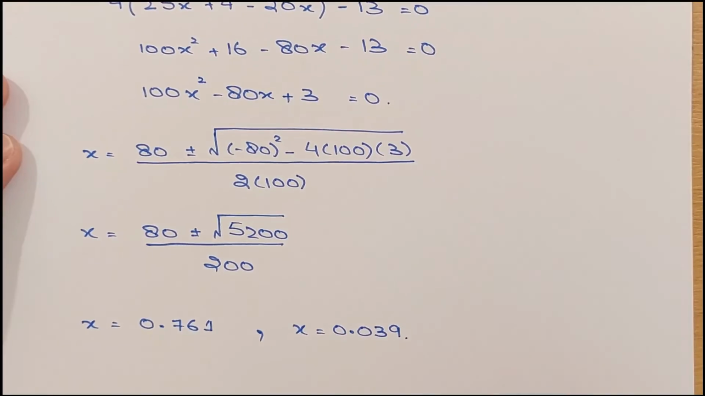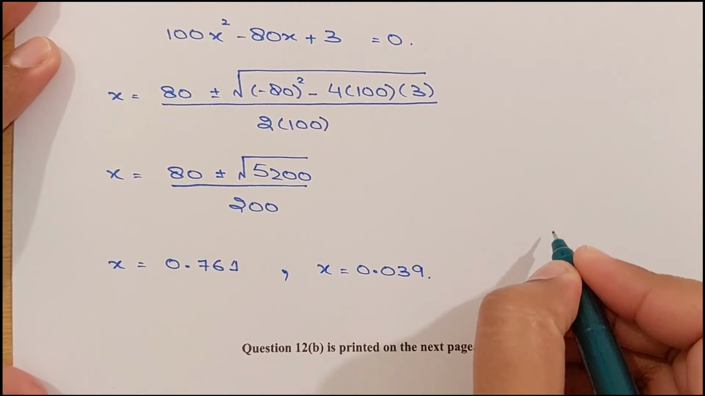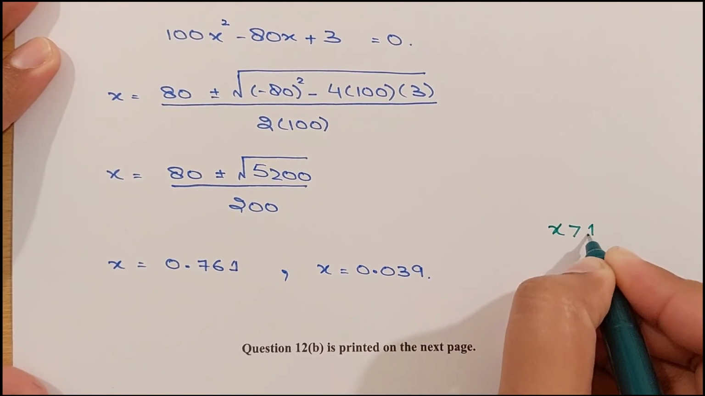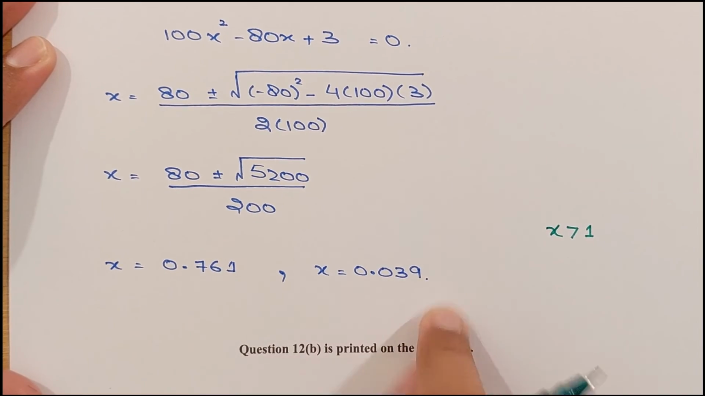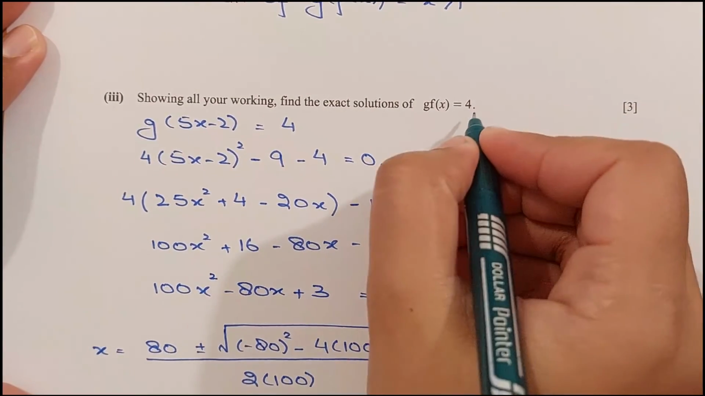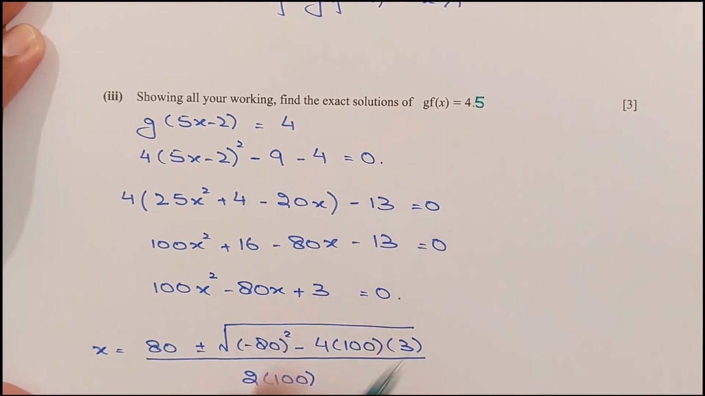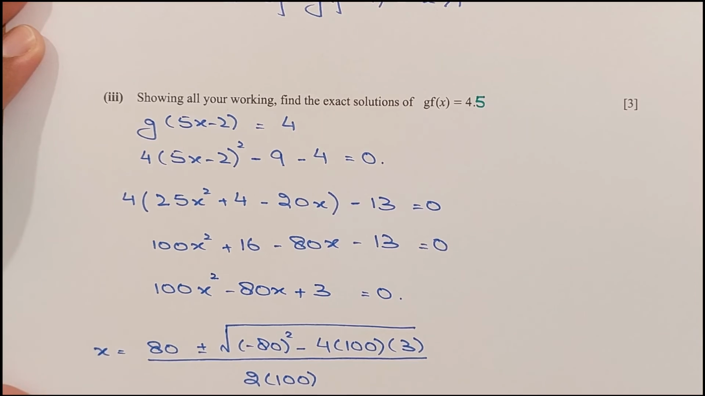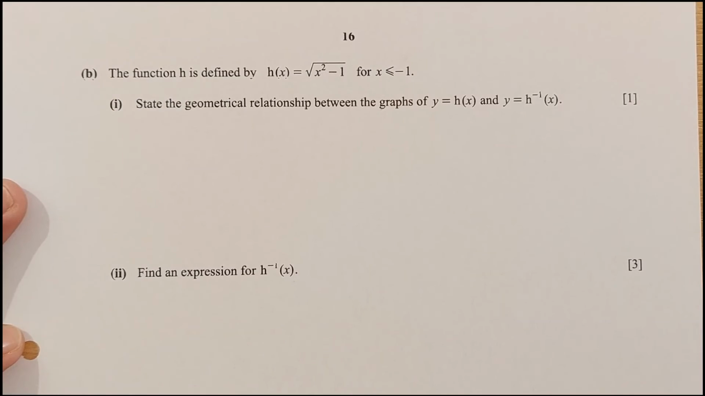This is equal to 0.039. Okay, since the domain of g f of x is greater than 1 and both the solutions do not lie in the domain, there is no solution for this equation. But according to the marking scheme, there is 45 over here, and when you solve with 45 you will get the solution that is greater than minus 1. But when there is 4, there is no solution for this equation.